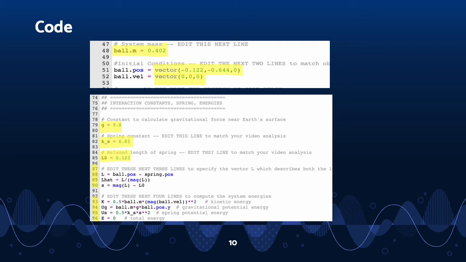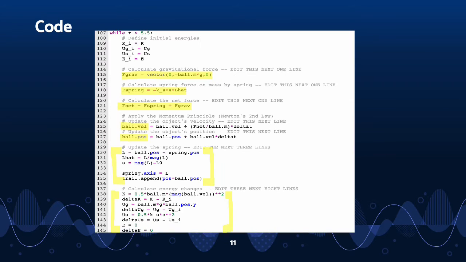For the computational model, I used the initial mass along with the initial conditions which I got from Tracker. I also added the gravitational force, spring constant, and L0, and starting on line 88 and forward, I used the formulas for kinetic energy, gravitational, and spring potential energy to compute the system energies.